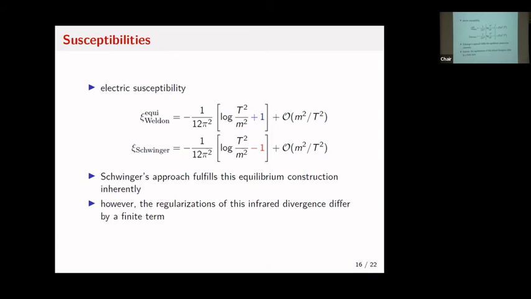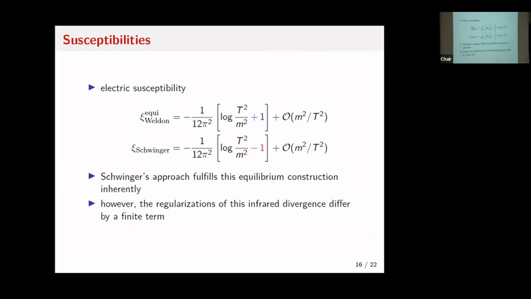But let me make 2 comments. The first is that in the case of the Weldon approach, we have to fulfill this equilibrium construction somehow by hand. And in the Schwinger case, it is, for some reason, fulfilled automatically, inherently. The Schwinger approach already knows that at finite electric field, there is this equilibrium setup, and the derivative is done along these equilibrium setups, which I find very astonishing.